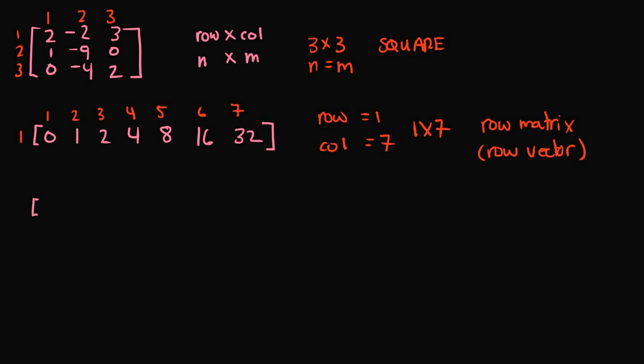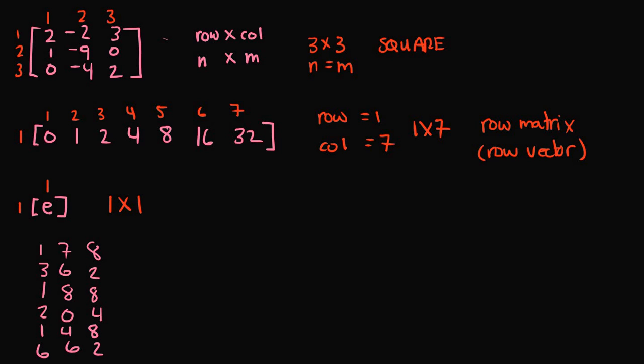Let's do our third one. What if we had this, e? And e is just Euler's constant, so it's just a number, right? It's a constant number. Well, this matrix has one row and one column, so this is a 1 by 1 matrix. All right, so what if we had another matrix that was slightly bigger? 1, 3, 1, 2, 1, 6, and then 7, 6, 8, 0, 4, 6, 8, 2, 8, 4, 8, 2, and then 4, 9, -1, -2, 7, 7.